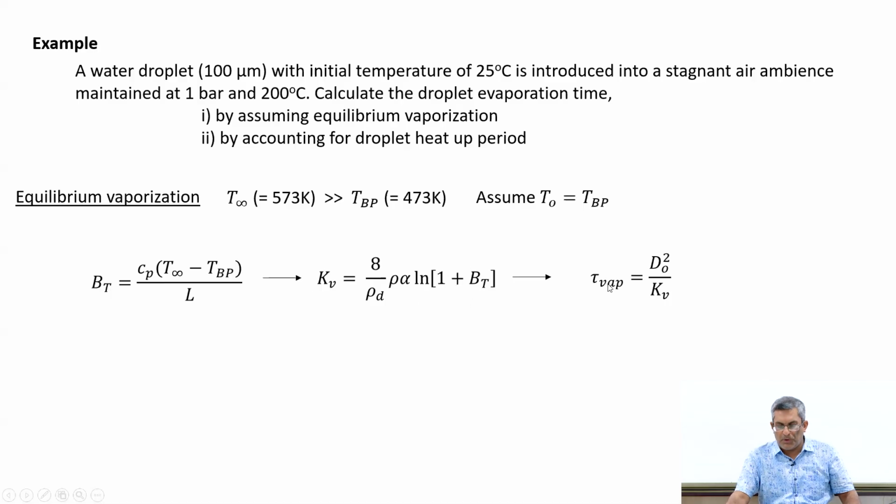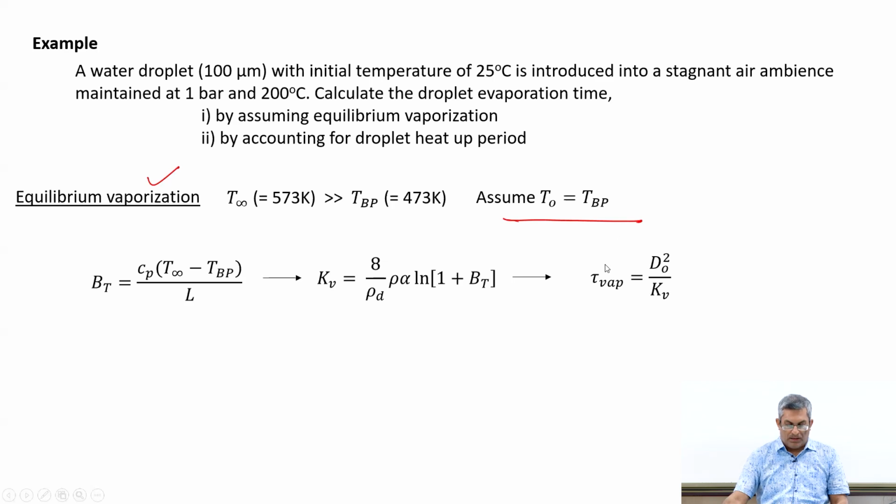Once you know the thermal transfer number, you can calculate the evaporation constant. Once you calculate the evaporation constant, the time of evaporation is nothing but d naught square, or the initial size squared, divided by the evaporation constant. So it is straightforward, and it was possible because we made two assumptions. So what are the two assumptions? First one is this, that you have equilibrium vaporization. Second one is this.